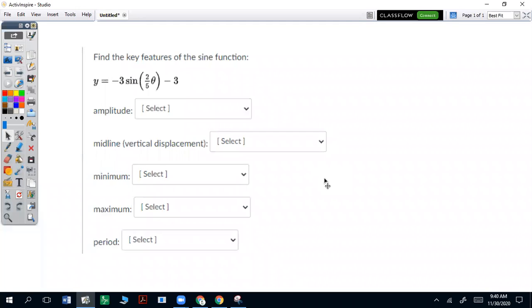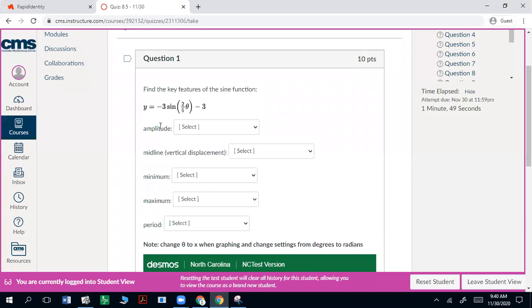Hey guys, we're going to go over how to get some key features from sine functions and cosine functions and how to dissect some of the word problems. So let's look at question number 1 on your assignment. This is find the key features of the sine function y equals -3 sine 2/5 theta minus 3.